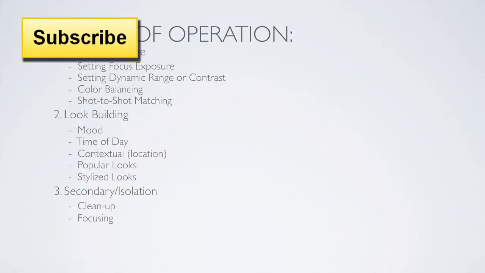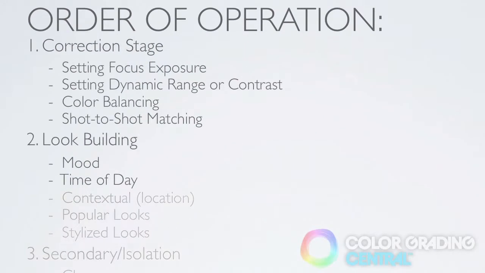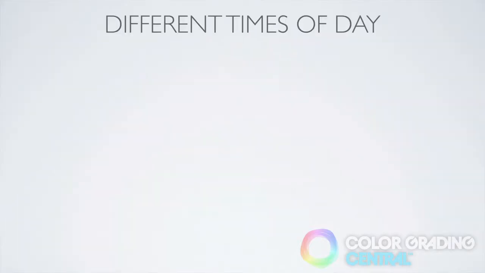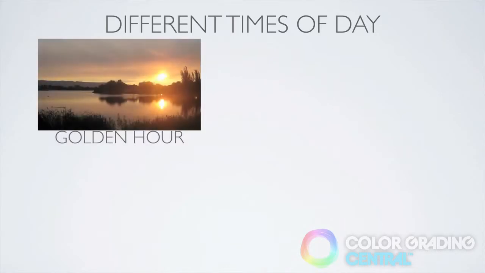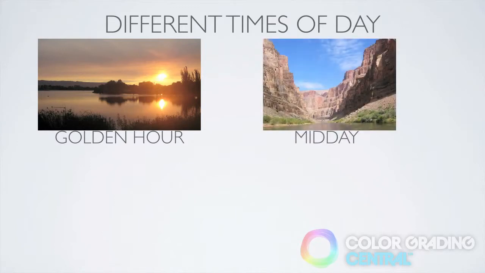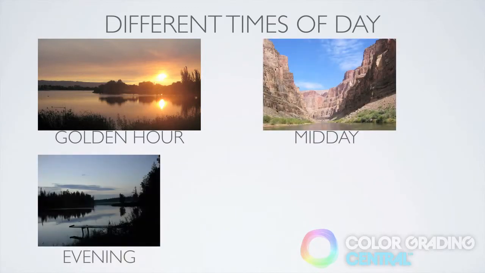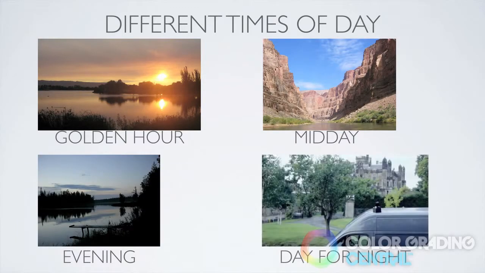In a continuation of our looks building, we're going to talk about how we can suggest different times of the day using the color board in Final Cut Pro 10. The different times of day we'll be simulating is golden hour, which can either be right after sunrise or just before sundown, simulating midday, simulating evening just after sundown, and performing a simple day for night correction.